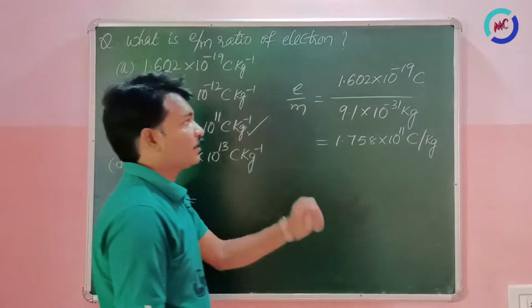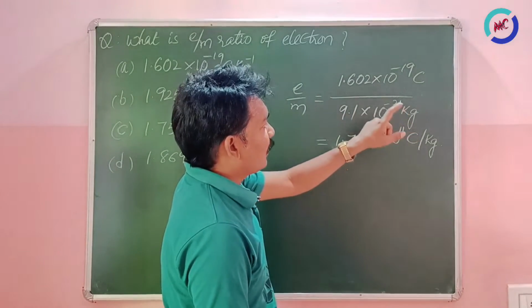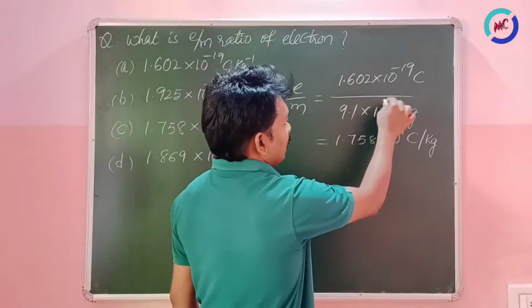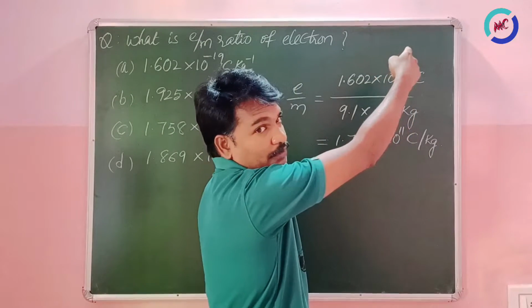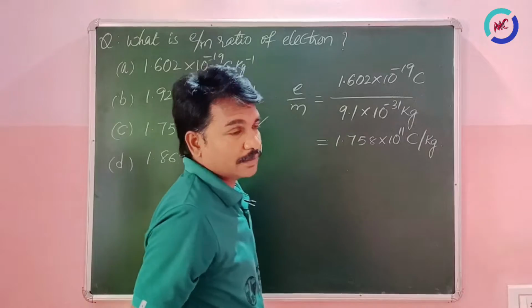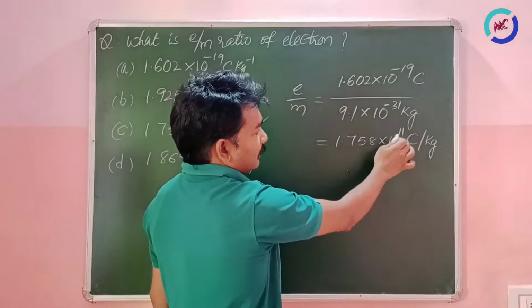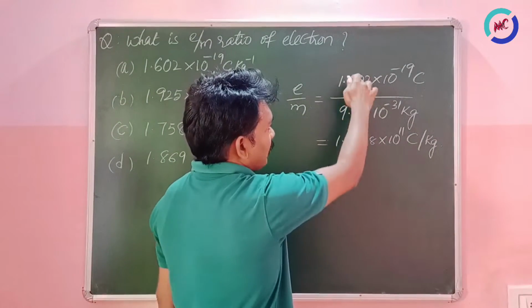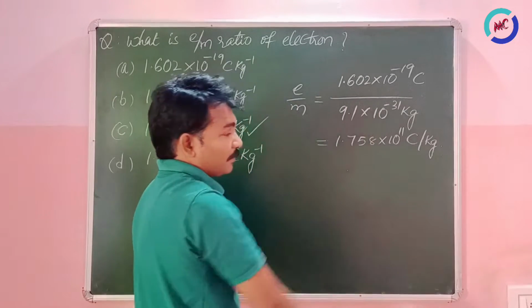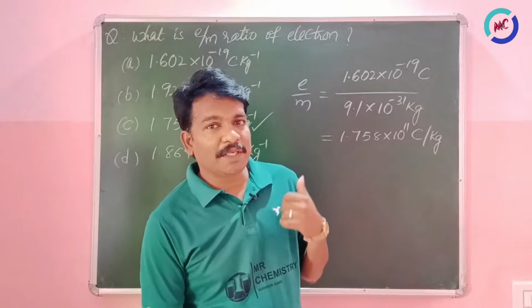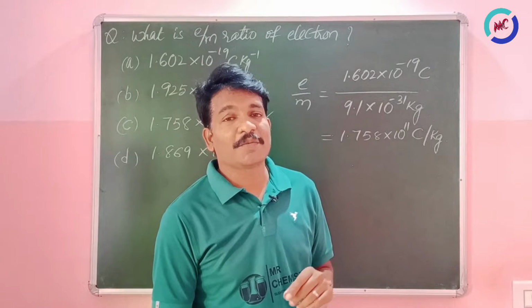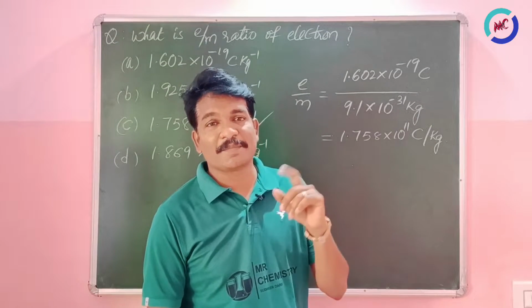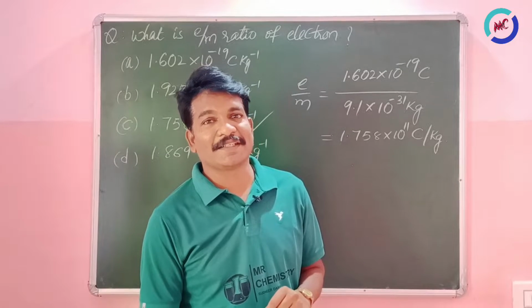Okay, please check that one, simplify this one. While you are simplifying, don't forget that when the denominator has a negative 10 power, it will become a positive 10 power after reaching the numerator. Okay, finally we will get 10 to the power of 11 here. After simplifying this one, we will get 1.758. Constancy in the E by M ratio of electron shows that electrons are universal particles present in all the matters. That is very important here.